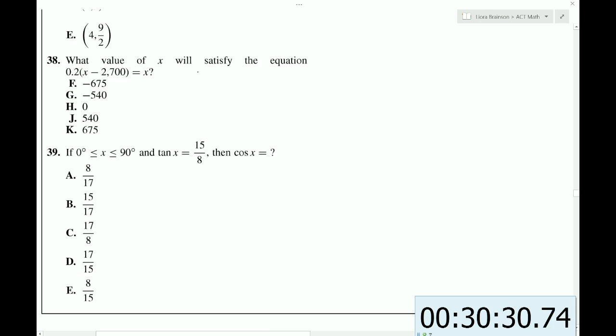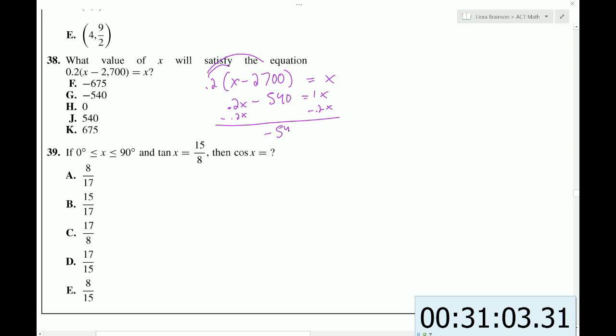What value of x would satisfy this equation? Okay, so what I'd do here is I would distribute this 0.2. So I'd get 0.2x equals, and then this would be 5400 and move the decimal in 1, so 540, and oh, this should be a minus, equals x. Then I realize that this is 1x and this is 0.2. 1 minus 0.2 is going to be 0.8. So this is equal to 0.8x. Then I have to divide by 0.8.